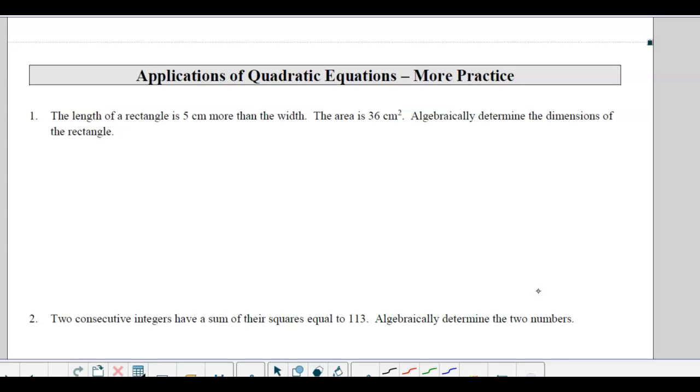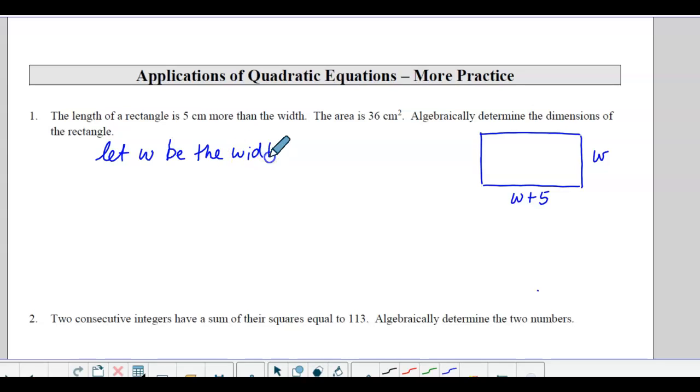So here we want to determine the dimensions. I want to draw just a little diagram. The length of the rectangle is 5 more than the width. So if I let the width be W, then the length will be W plus 5. I don't actually even have to use L in this case. So I'm going to let W be the width. Therefore, the length is W plus 5.